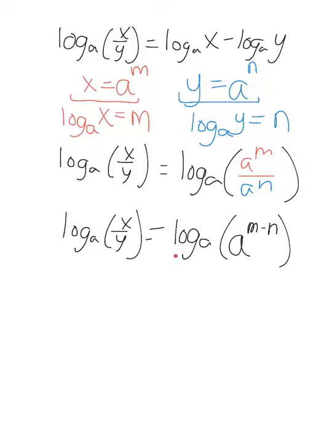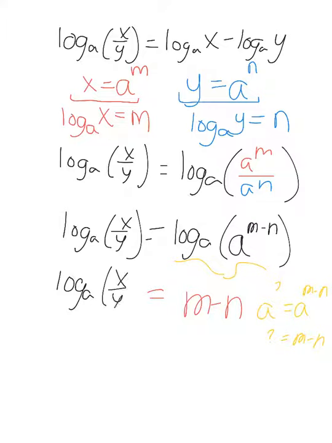Now, looking more specifically at this, we know what this is. The definition of the logarithm is asking us what power of a would give you a to the m minus n. Well, it's clear to us then that that power must be m minus n. So we're going to take this entire thing here and rewrite it as m minus n. And that's still equal to our log base a of x divided by y.